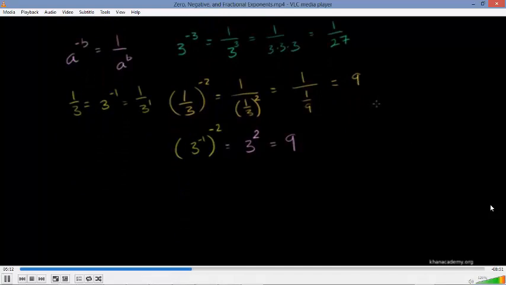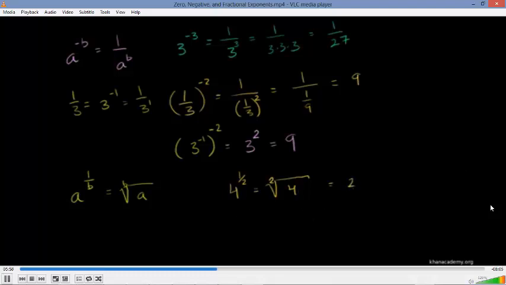Now, the last thing I wanted to define is the notion of a fractional exponent. So if I have something to a fractional power, so let's say I have a to the 1 over b power. I'm going to define this to be equal to the bth root of a. Let me be very clear here. Let me make it with some numbers. If I said 4 to the 1/2 power, this is equivalent to the square root of 4, which is equal to, if we're taking the principal root, 2.